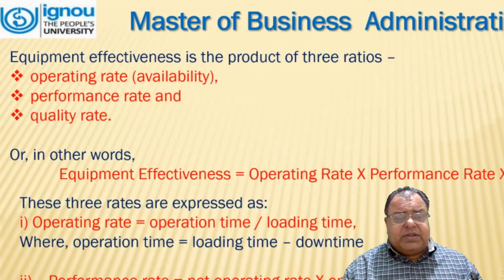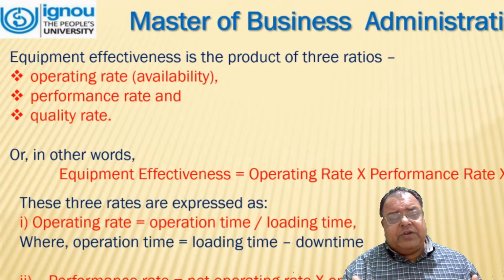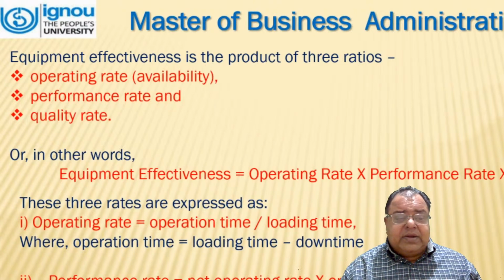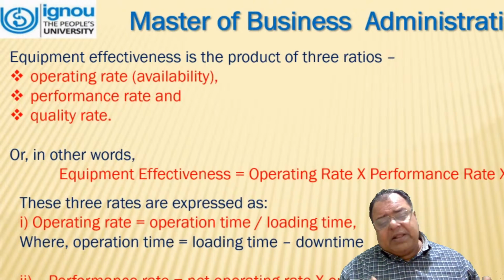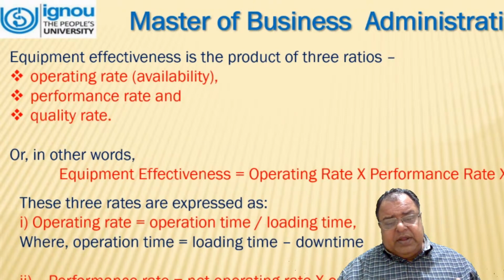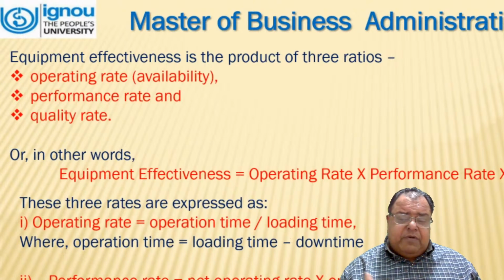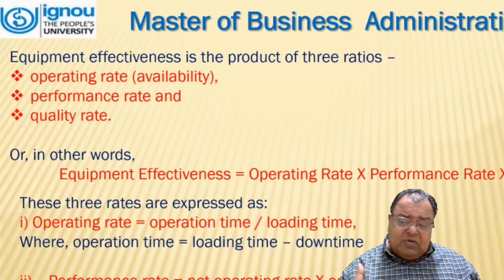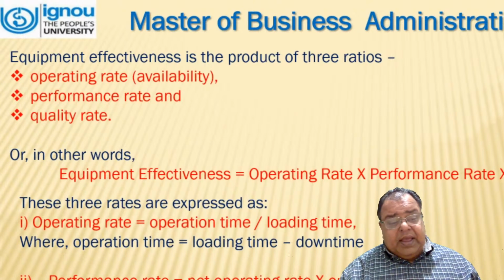Equipment effectiveness is the product of three ratios. First one is operating rate, that is availability. Second one is performance rate, and third is quality rate. Mathematically, these are expressions, so we can say that equipment effectiveness is the product of operating rate, performance rate and quality rate. And these three rates are expressed as follows.